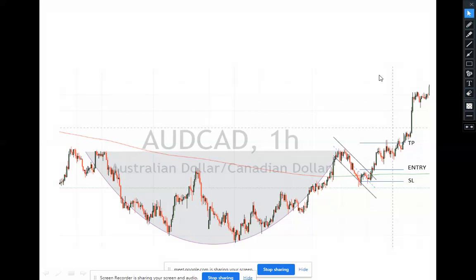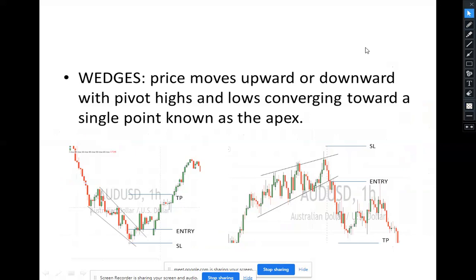Cup with handle pattern. So that is a reversal pattern. And when we talk about wedges, this is the reversal wedges. The previous wedges I showed you is the wedges of continuation. Okay, that means you can say that wedges can be in form of a continuation pattern and also in form of a reversal pattern, but this one is a form of reversal pattern.